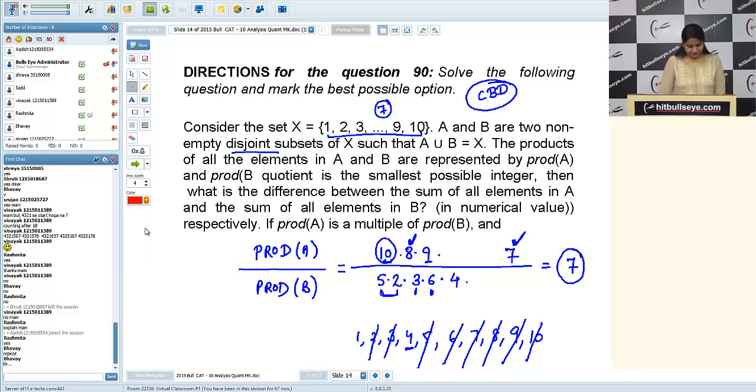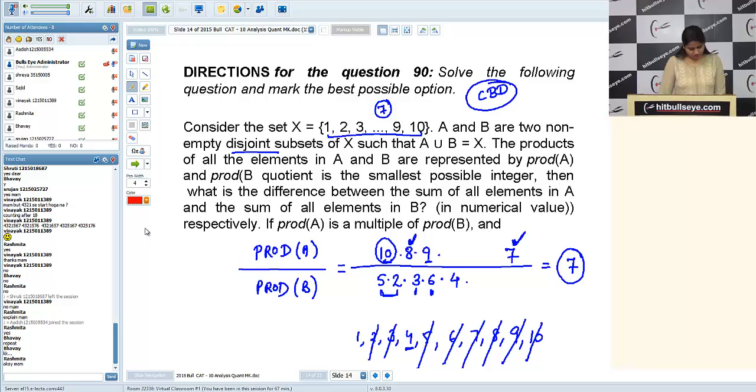Is it okay? In the explanation, only one possibility is given, that we are taking 7 factorial here and the remaining numbers 8, 9, 10 here. But we are getting numerous answers for this. So the answer should be CBD in this case. Because what is asked is the difference between the sum of all elements of A and the sum of all elements of B.